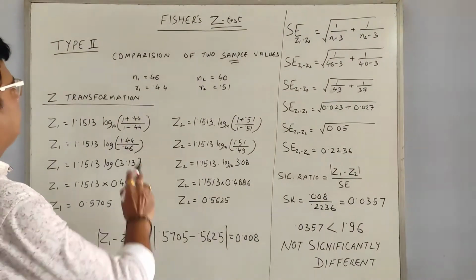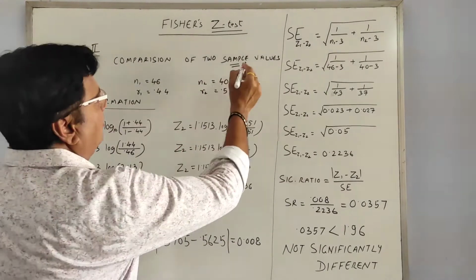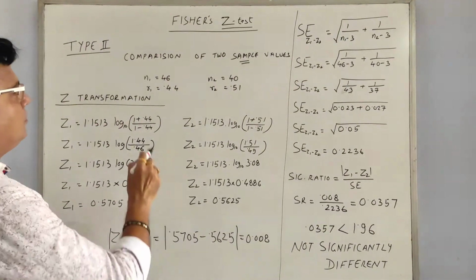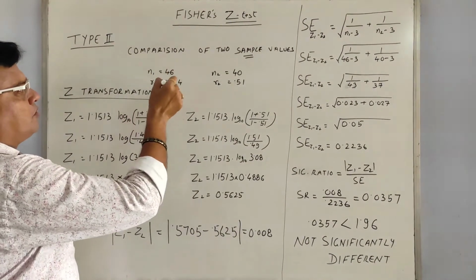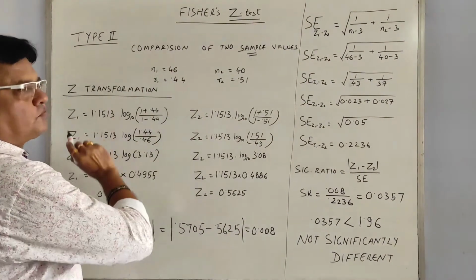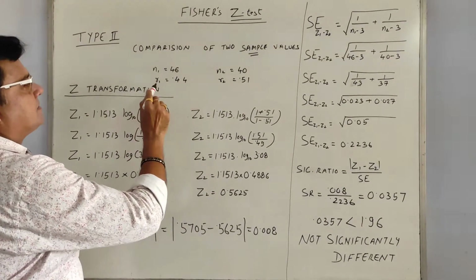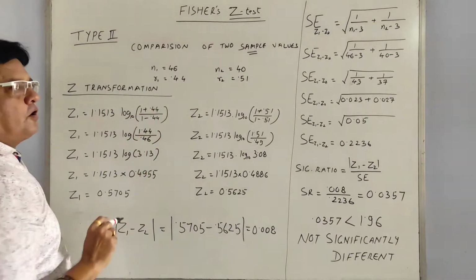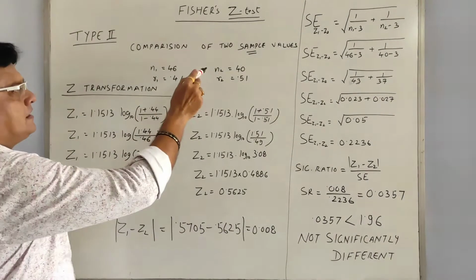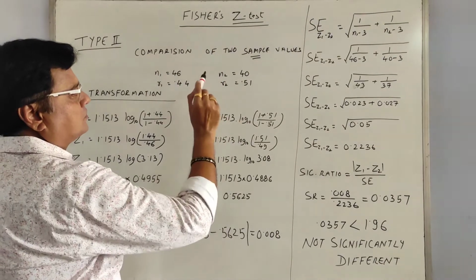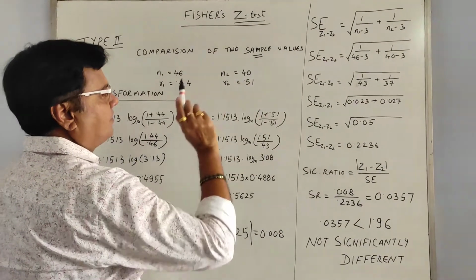Now the second type, type 2, is the comparison of two sample values. Here in the question you will be given information about the first sample, that is n1 equals 46, and the correlation of the first sample, that is r1 equals 0.44. In the same way, the information about the other sample is also given: n2 equals 40 and r2 is 0.51.